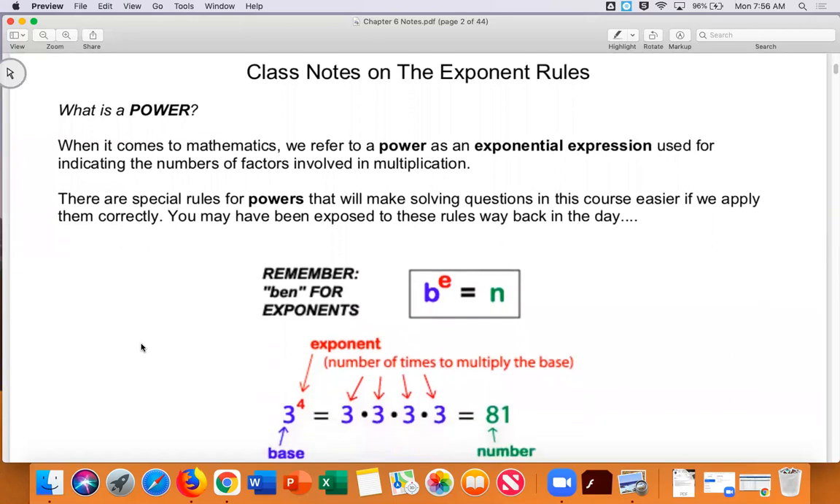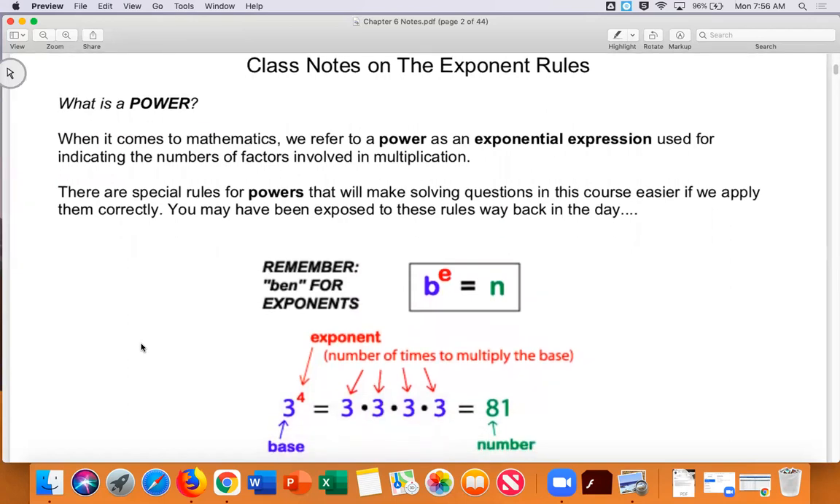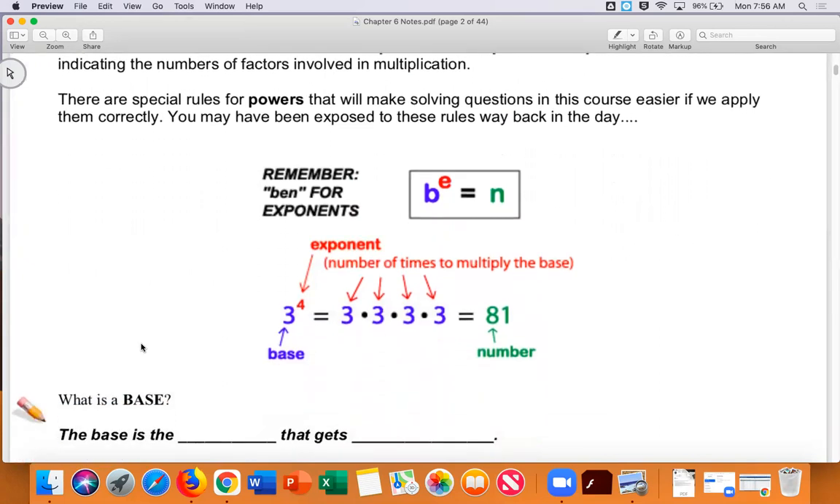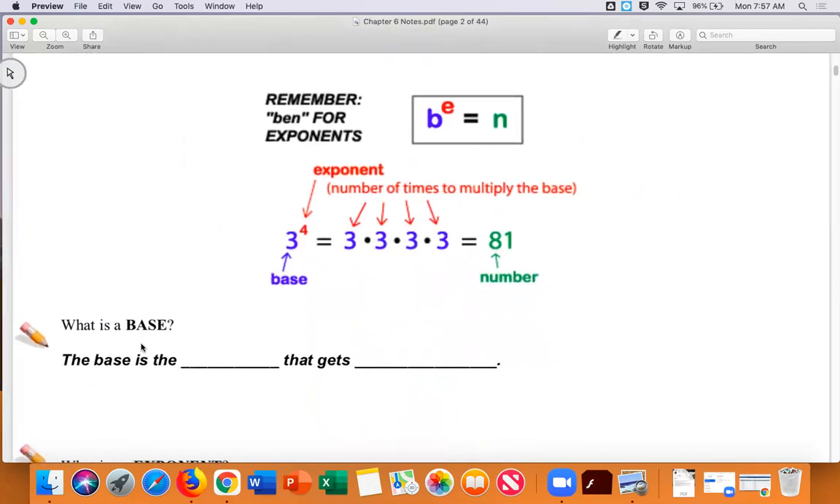So here we go. What is a power? We refer to a power as an exponential expression. So kind of like the B and the E. They switched it up here. So B is the base, E is the exponent, and the whole thing is the power. And as Jordan was telling me, I think it's better if we do an example. 3 to the 4th is just talking about 3 times 3 times 3 times 3, which is 81.